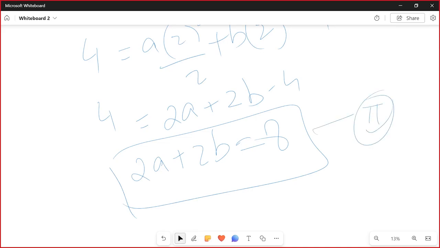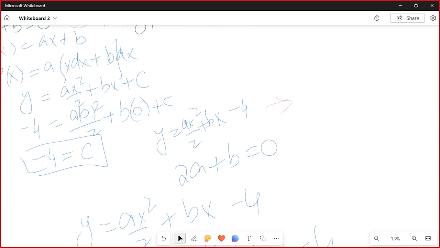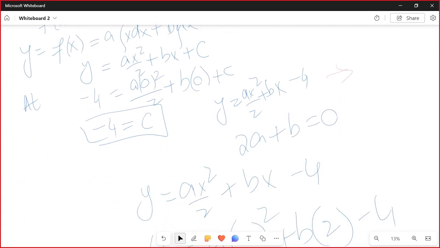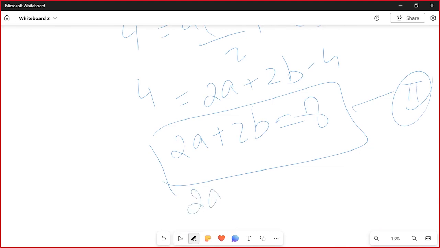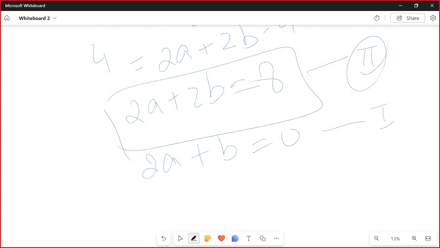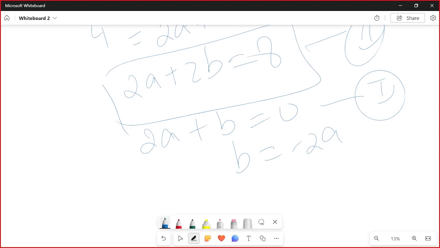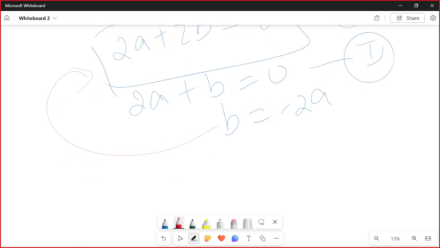What was our first equation? We had already the first equation, 2a plus b is equal to 0. Now you can solve them. This was our elimination method or substitution method, whichever you would like. I like substitution. From here, b is equal to minus 2a, and you put this in equation number 2. So it means 2a plus 2b minus 2a is equal to 8.